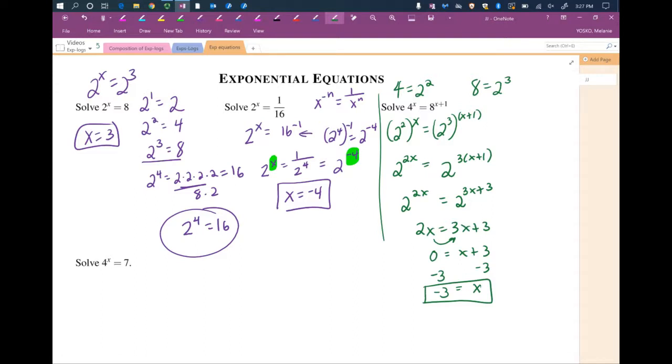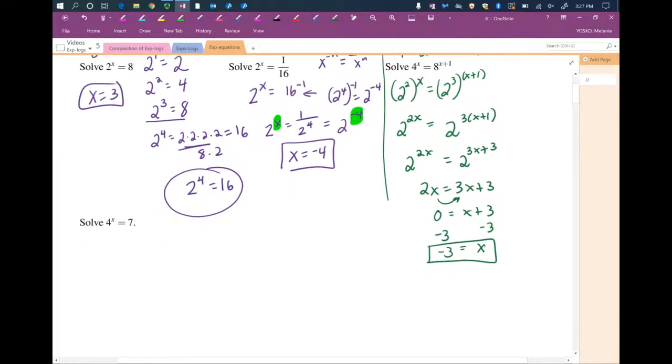Okay, let's try another one. Looking here, solve 4 to the x equals 7. Now, 4 and 7 are what we call relatively prime. They have no factors in common. So I'm not going to be able to use this process I used on the first 3, where I try to get them in terms of the same base. It's not going to happen. So I'm just going to have to try to solve for x a different way.